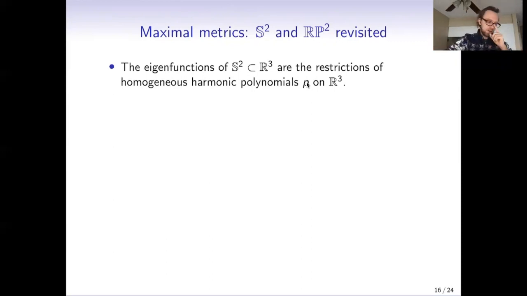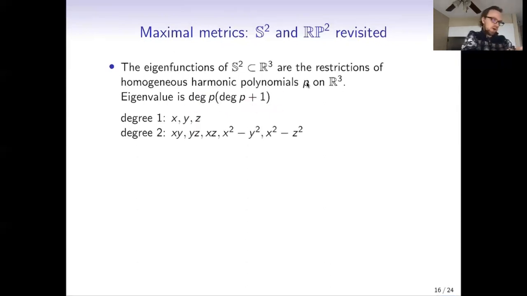All right, so let me give you some examples, and then I'll just say one word of how one can prove this. Right, so the eigenvalue is just a function of the degree. And for example, in degree 1, we just have x, y, z, so any degree 1 polynomial is harmonic. It's no longer true for degree 2. For degree 2, the corresponding eigenspace is spanned by those 5 functions.